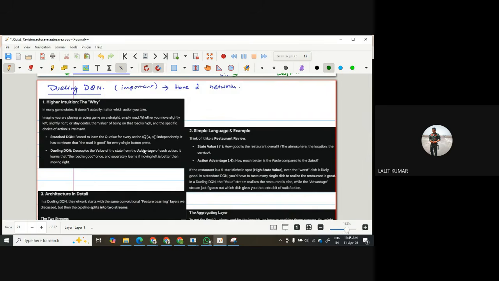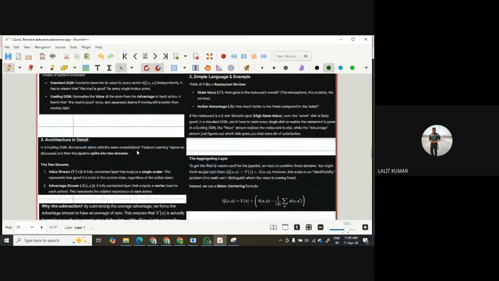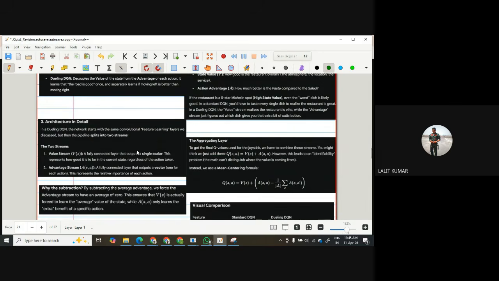So I'm on a road. First of all, I want to know how good the road is. Second, on that road, now that I know it is a good road, I want to know the advantage of taking an action towards left versus right. So these are the two things. In this, we maintain two networks. One is known as the value stream and another is known as the advantage stream. From the value stream, I get V(s). From the advantage stream, I get A(s,a).